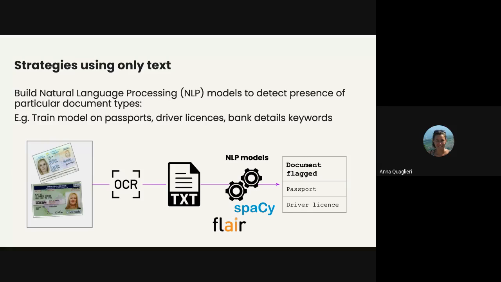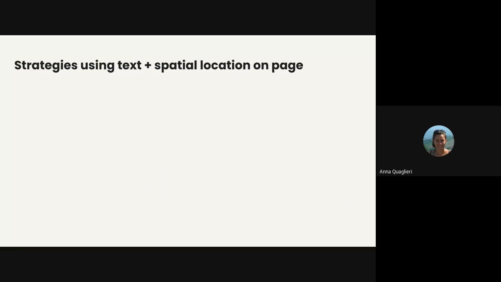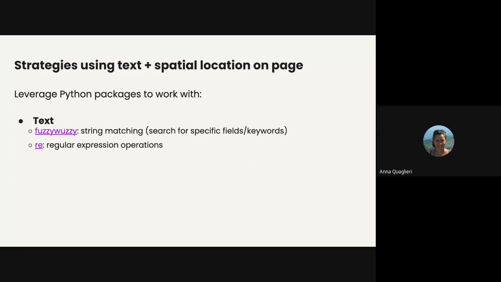But then, of course, our aim is also to extract information from the documents. Also, the OCR gives you both the text and the spatial location on the page. Python offers a lot of different packages to work with text. Here I'm only listing 2, which are used for string matching, like fuzzywuzzy. Fuzzywuzzy will either do perfect matching of strings, but it will also do partial matching based on the Levenshtein distance between 2 strings.